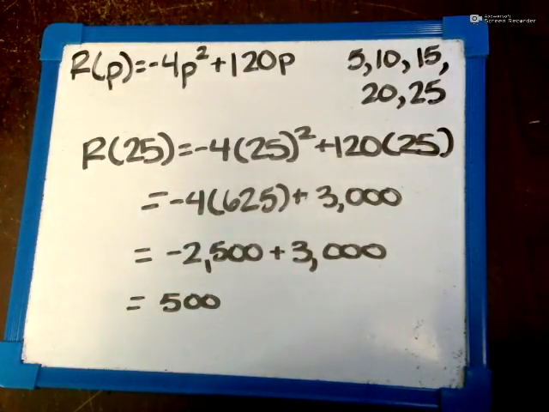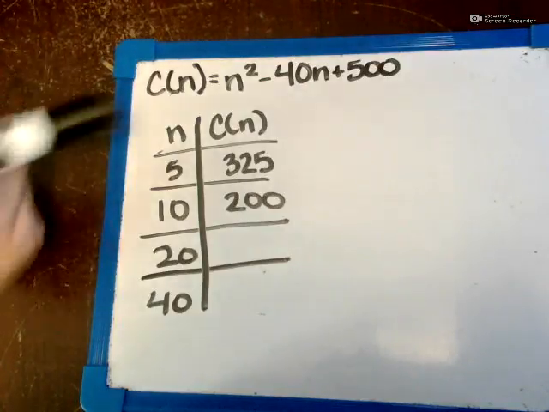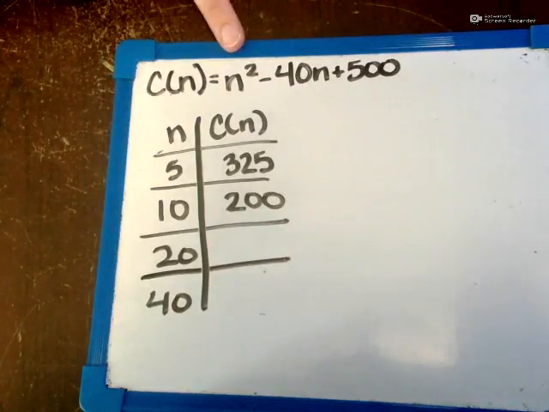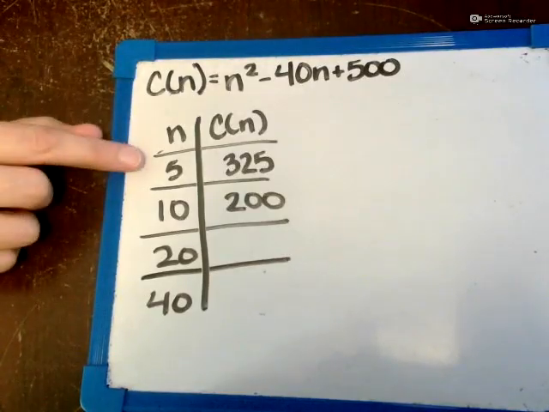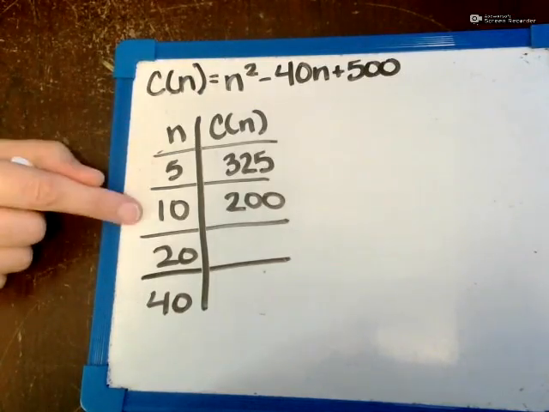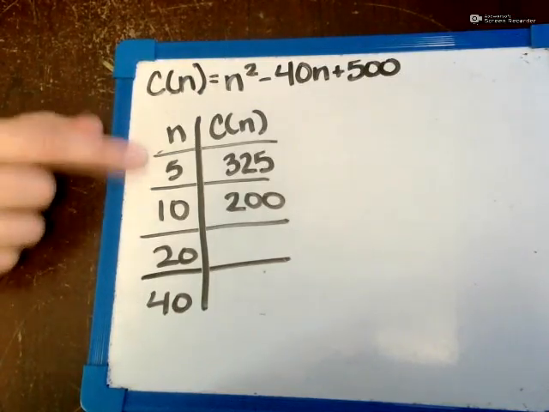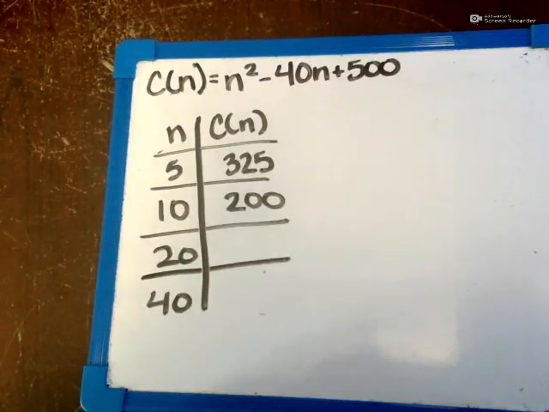What you can infer from this problem is that the revenue increases until 15 units are sold, and then it decreases. This problem just wants you to complete the table for C of n is equal to n squared minus 40n plus 500. It gives you 5, 10, 20, and 40 for the values of n. These two are already answered, so you don't need to worry about them. Just ignore them completely, solve for 20 and 40, then come back.